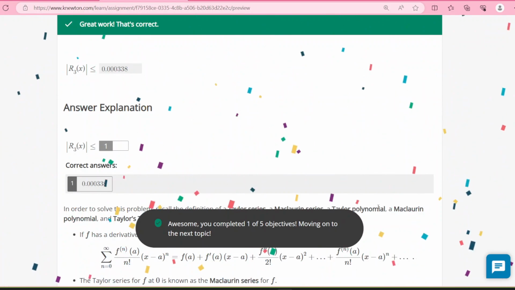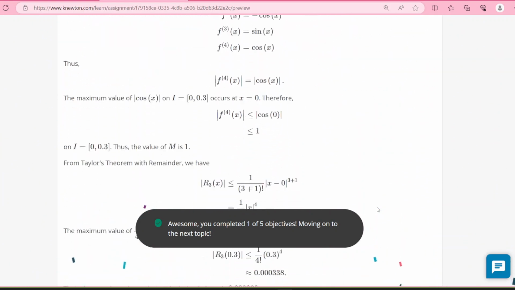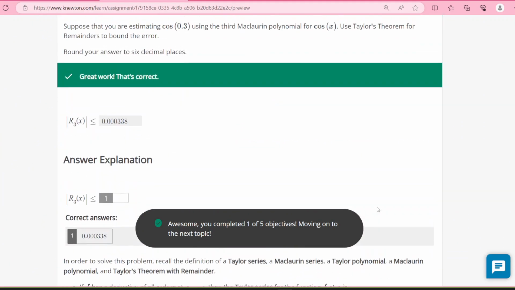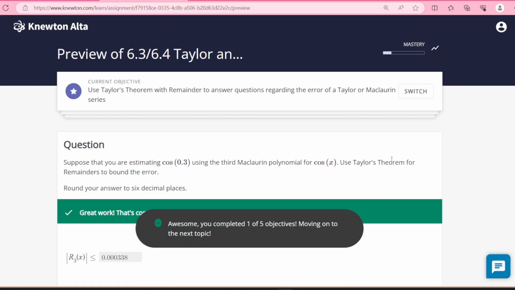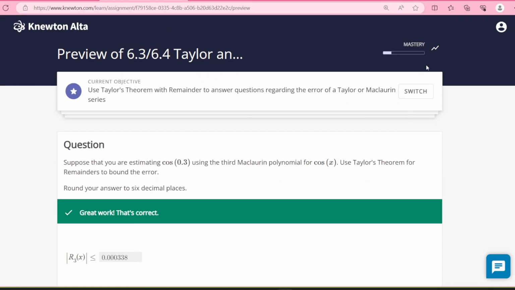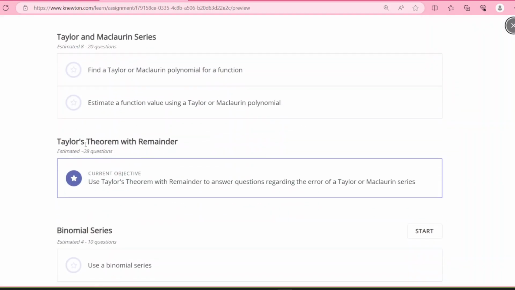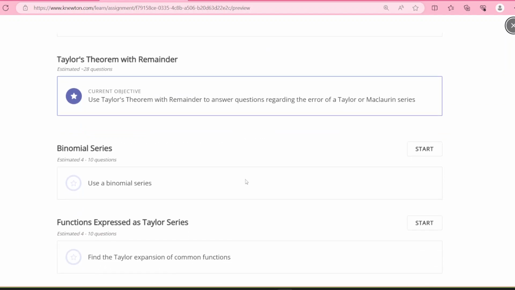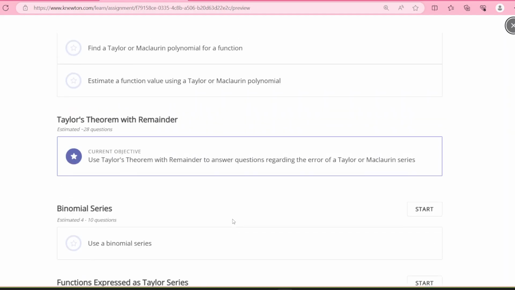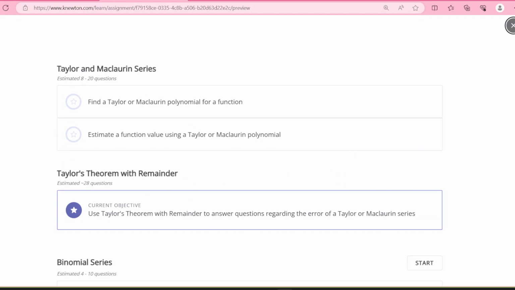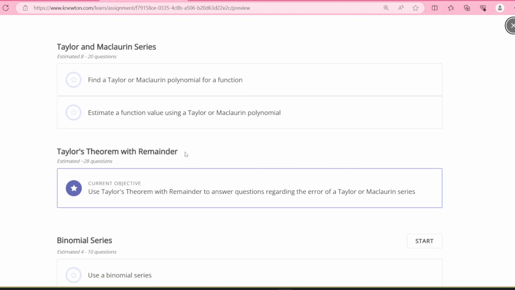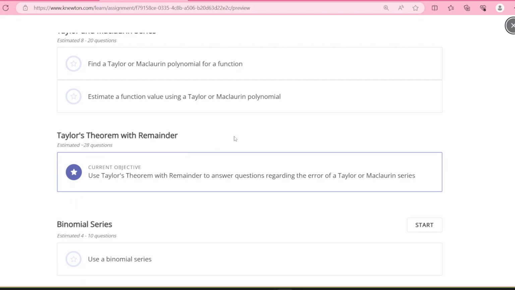Wonderful. All right, so that's it for that objective. You can probably see why I wanted to break these videos up. It's almost 2 hours here for just the one objective. So I'm done with this Taylor's theorem with remainder objective. So you'll see in the next coming days the binomial series video and the functions expressed as Taylor series video. And I already have the Taylor and Maclaurin series video out.